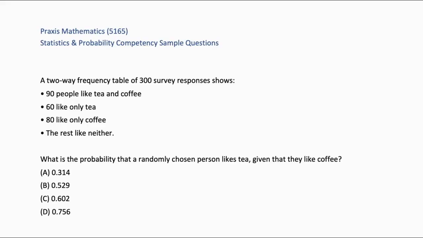A two-way frequency table of 300 survey responses shows 90 people like tea and coffee, 60 like only tea, 80 like only coffee, and the rest like neither. What is the probability that a randomly chosen person likes tea, given that they like coffee? Take a moment to pause and look at the answers.